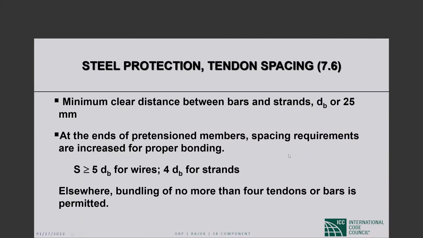So at the end of pretension members, the spacing requirements are increased by ACI. These are all ACI provisions. I think this is from 7.6 here, just to the side. Okay, so please pay attention to that. And if you have the ACI code, you can look at those pages. And if you are using bundled bars or bundled tendons, 4 tendons or bars is permitted, not more than that. That's probably more prevalent in post-tensioning than pre-tensioning.